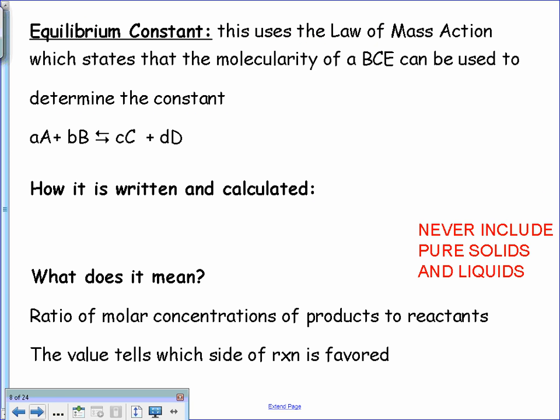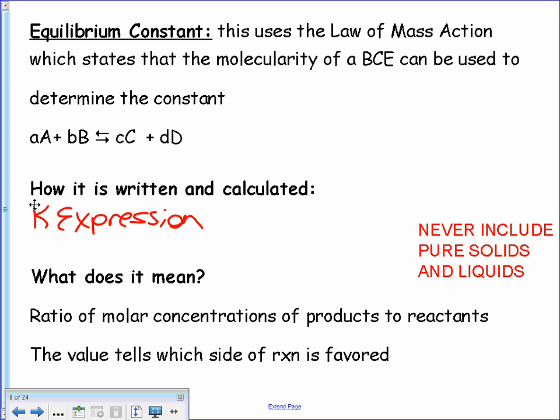All right, so here's how we actually write out the K expression from an actual DCE. And I will practice some more of these in just a second. This comes from a law called the law of mass action. You don't necessarily need to know that verbiage, but I need you to know how to write out the K expression. I like to call this the K expression because there are no numbers in it, it's just the BCE's information. So using this reversible reaction I have here, A plus B yields C plus D.